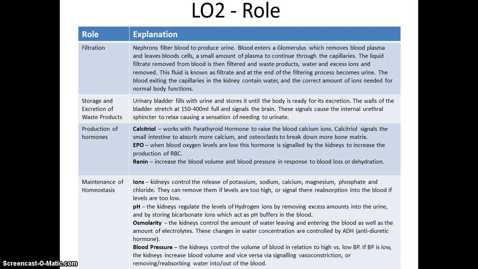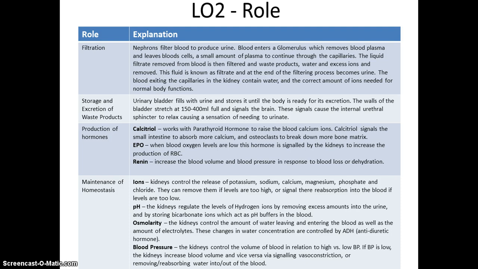Finally, maintenance of homeostasis. Okay, so there's four little different elements to this. Now ions, we've already kind of touched on them a little bit, but for all the ions that are listed there, the kidneys control the levels of them. So the kidneys are always monitoring the blood for the levels of these ions. Okay, so if their levels are too high, we can signal the reabsorption of these levels into the blood. We can signal for an increase in absorption of them from the small intestines, and in certain cases we can increase the release of them from their storage places around the body.